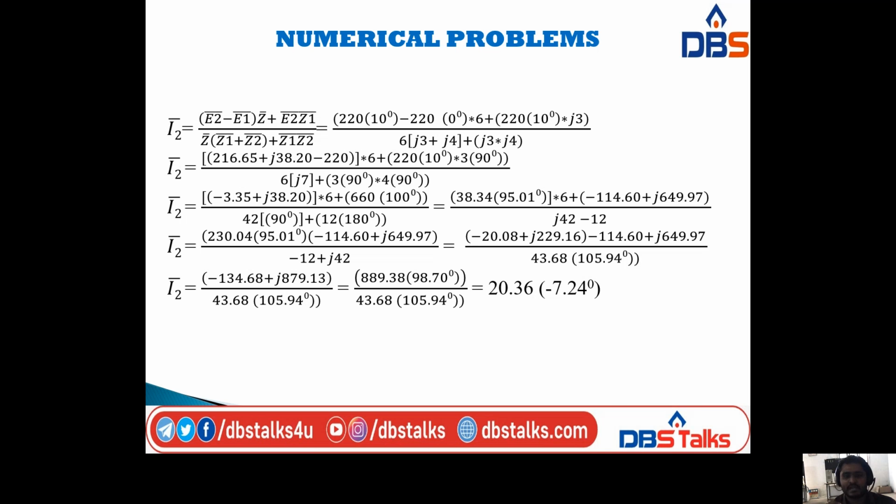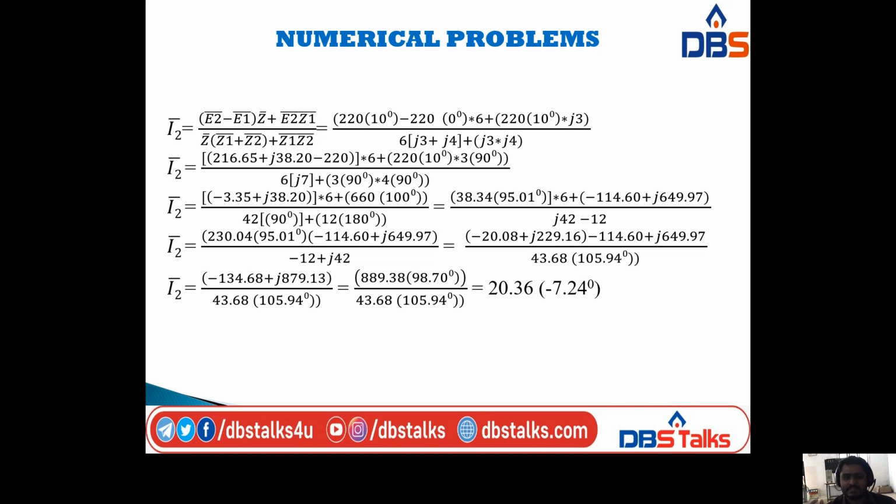So E2 means 220 at an angle of 10, minus E1 means 220 at an angle of 0, whole into Z value is 6, plus E2 value is 220 at an angle of 10 into Z1 value is J3, divided by Z value is 6 into Z1 value is J3 plus Z2 value is J4, plus Z1 into Z2 means J3 into J4. So after simplifying this one, we have, please convert this 220 at an angle of 10, which is in polar form, into rectangular form.